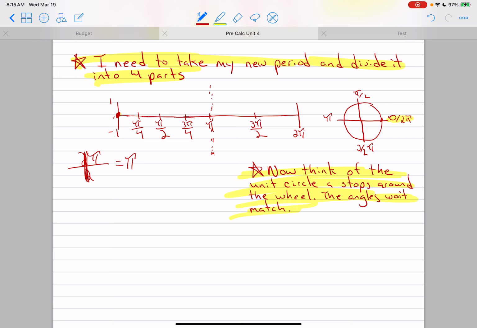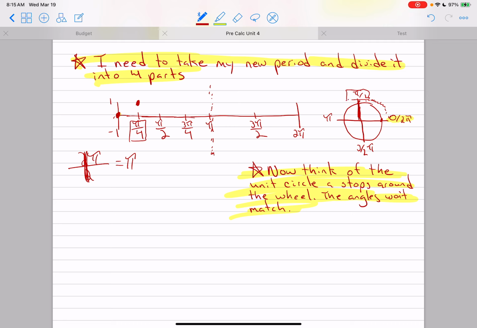All right. So now I'm moving up here at my second stop, which used to be called pi over 2. My distance from the ground is 1. So boom, there's my second stop. Notice pi over 4 doesn't match pi over 2. Like I told you, they're not going to match anymore. So I've got to think of it as stops. But my distance from the ground at that point is 1.